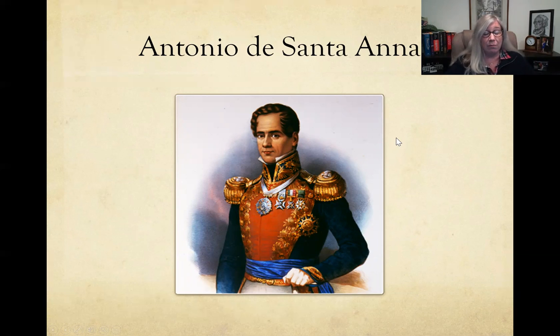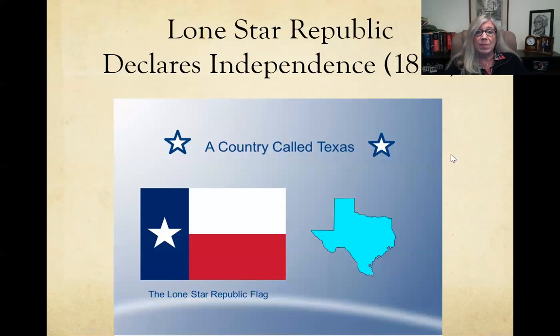We feel like we have enough power. We feel like we have enough American backing that we can break away and form our own nation. And that's exactly what they do. So when Santa Anna comes in, tries to enforce some of those policies, tries to tax the region more, the Americans living in Texas break away and declare independence.